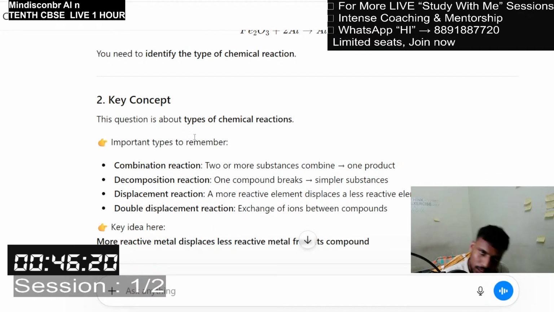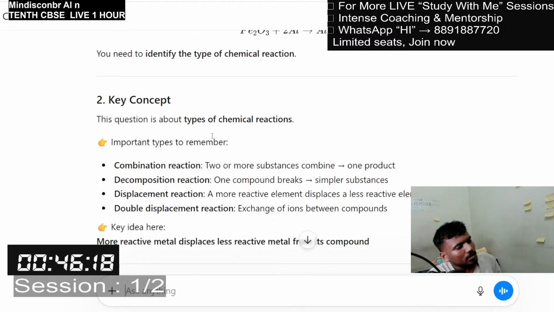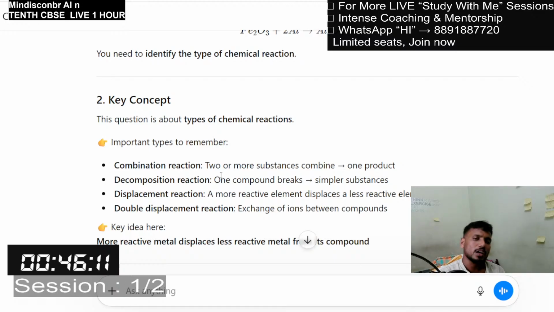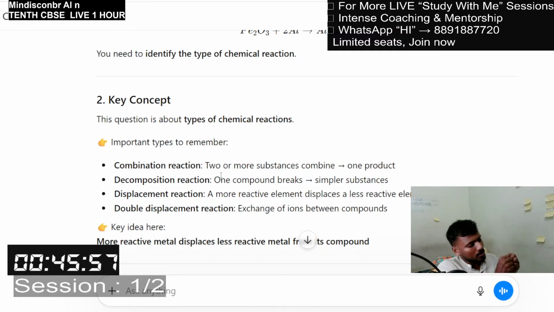Okay, let's see the explanation. This question is about types of chemical reactions. Important types to remember. Combination reactions: two or more substances combined together to form one product is an example of a combination reaction. What is a decomposition reaction? Where one compound splits into two or more simpler substances, in the presence of heat or light or energy.